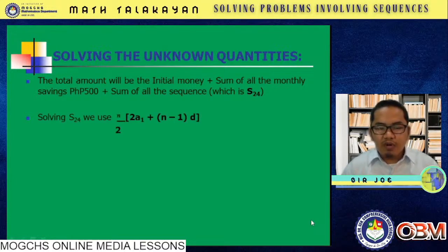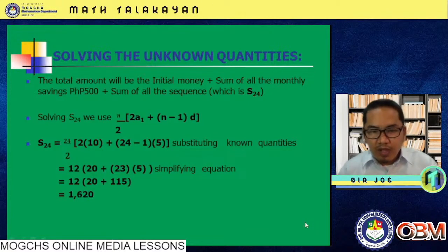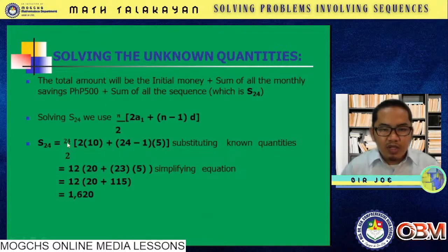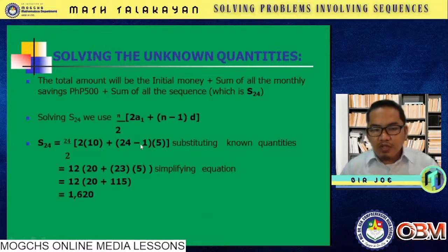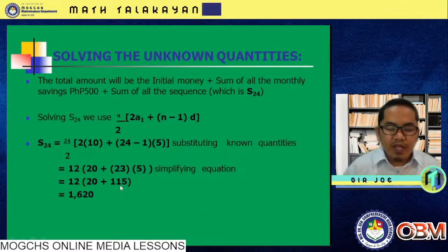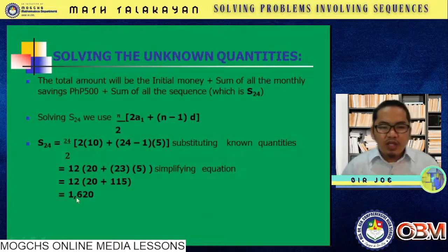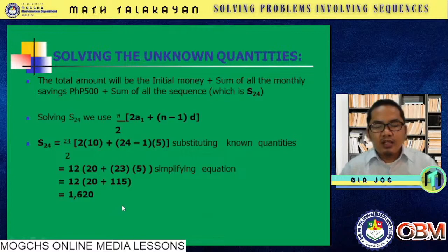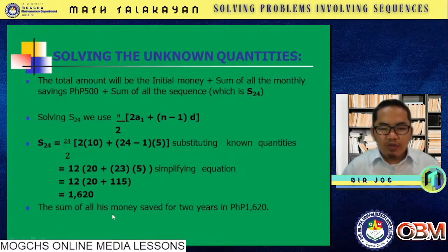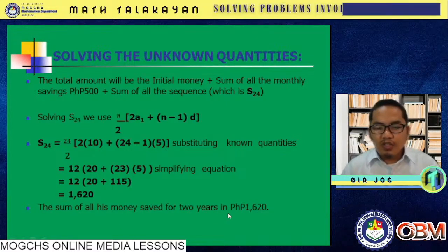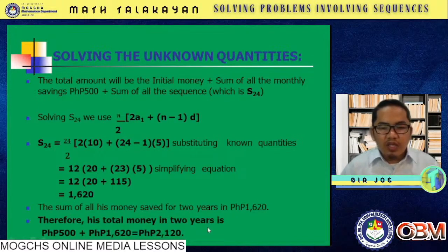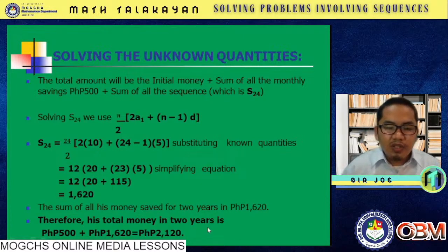So we have S sub 24 is equal to n over 2 times the quantity of 2 a sub 1 plus n minus 1 times d. So we have here, through substitution, we obtain this one. 24 divided by 2 is 12. 2 times 10 is 20. 24 minus 1 is 23, times 5, which is 115. Plus 20, times 12, which is equal to 1,620. The sum of all his money saved for 2 years is 1,620. Therefore, his total money in 2 years is 500 plus 1,620, which is 2,120.